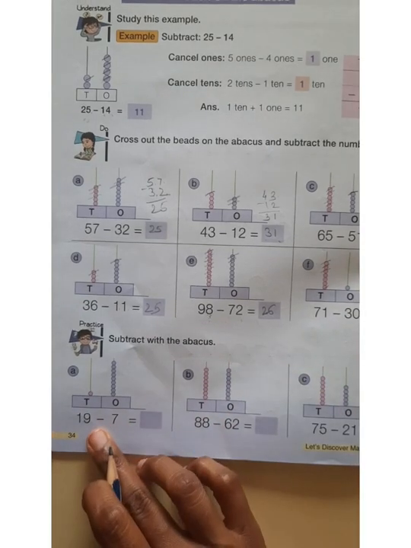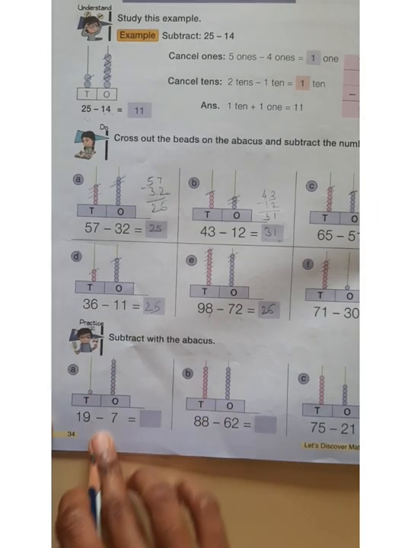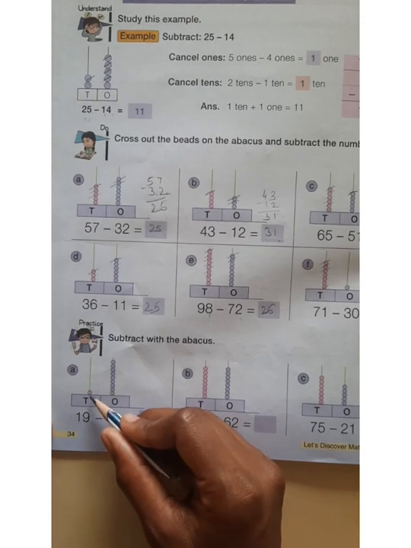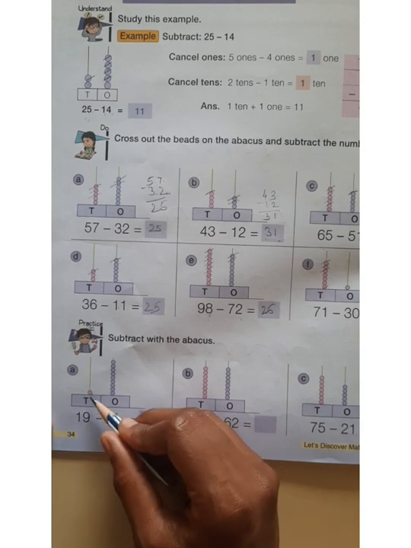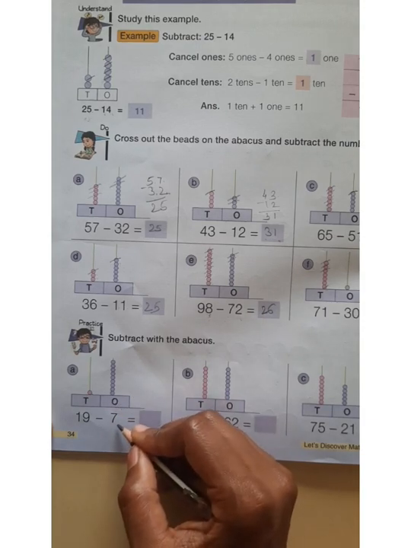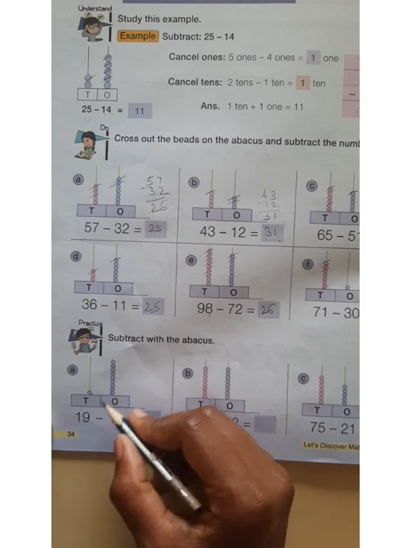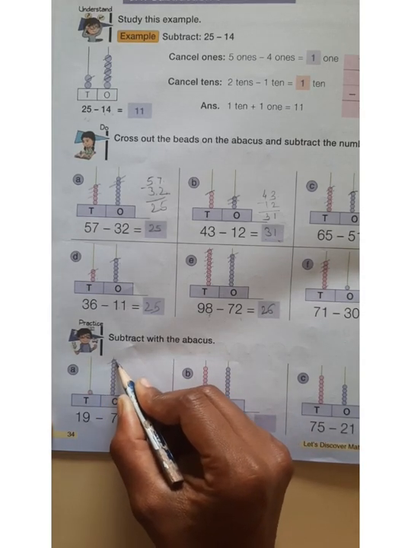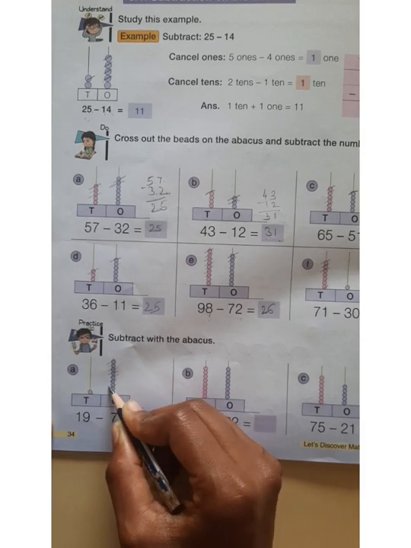Now here 19. Okay, 19. In 19, first you have to represent the tens place and also the ones place. So in the ones place, how many? 1 in tens place, and 9 ones. From that, what are you going to subtract? 7 ones. 7 ones you are going to subtract. So make a minus of 7. Subtract 7. 1, 2, 3, 4, 5, 6, 7.